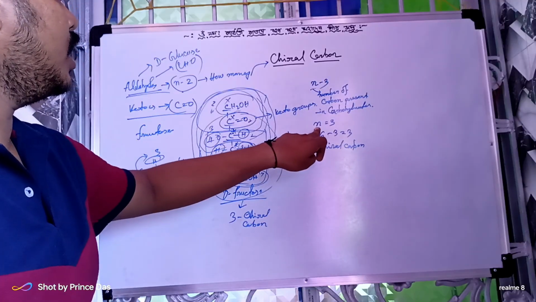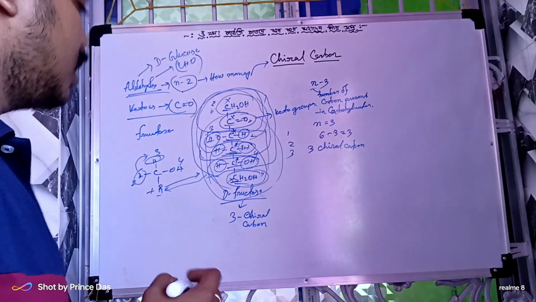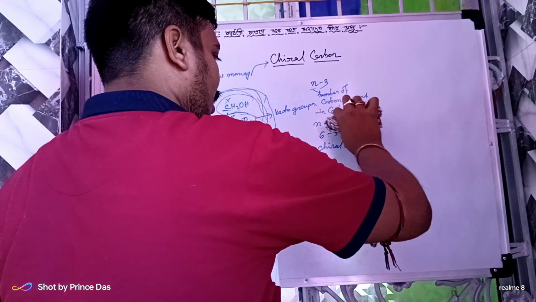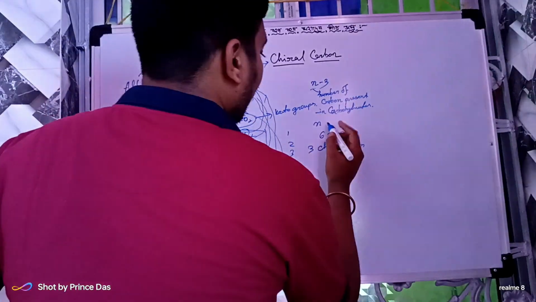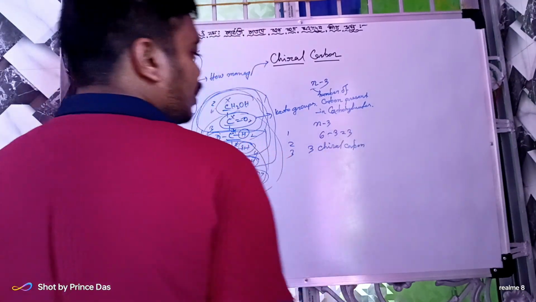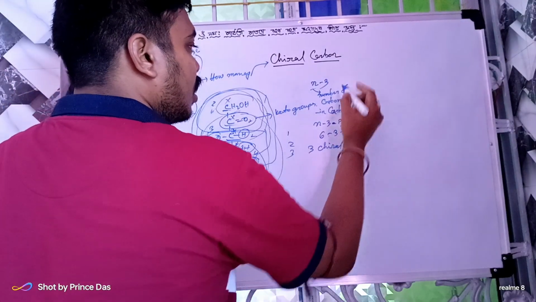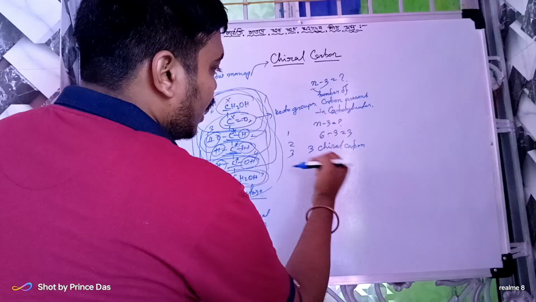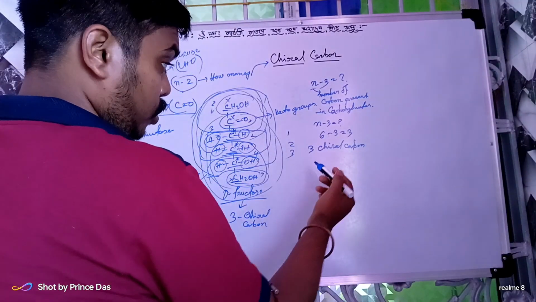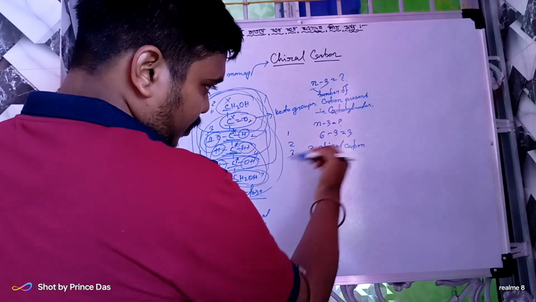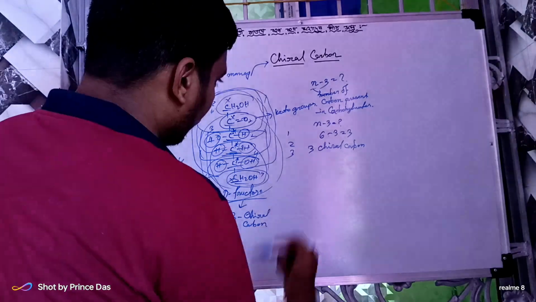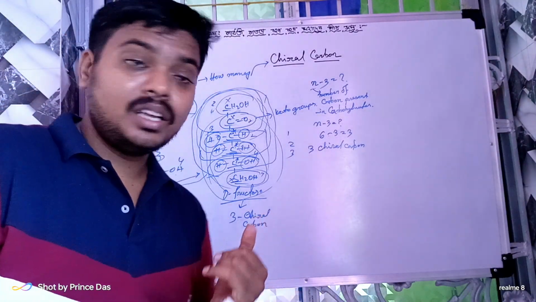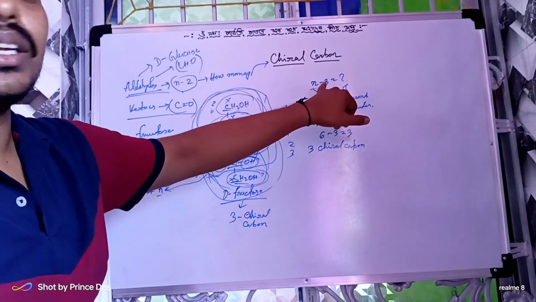Sorry, again I am making a mistake. N minus 3. So here we have 6 carbons in D-fructose, so 6 minus 3, you got 3 chiral carbons. So if any keto carbohydrate is there, always apply N minus 3.